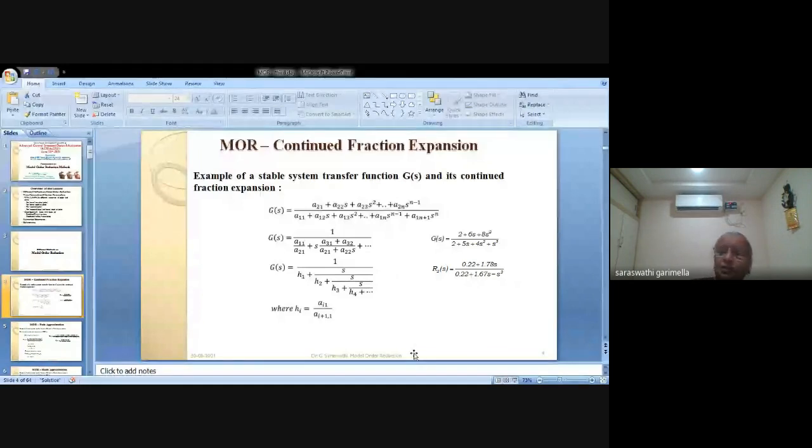The difference is only one. Means a11 plus a12 s so on a1n plus 1 s to the power of n, that is in the denominator, and in the numerator the highest order is n minus 1. So in continued fraction, it will be written as 1 by, and then naturally a long division will be done for ones, that is a11 by a21 will come.